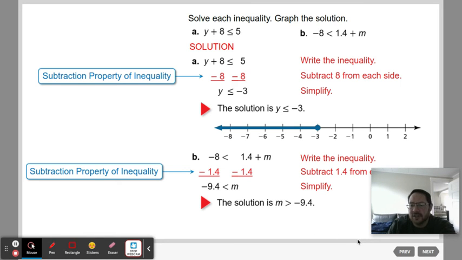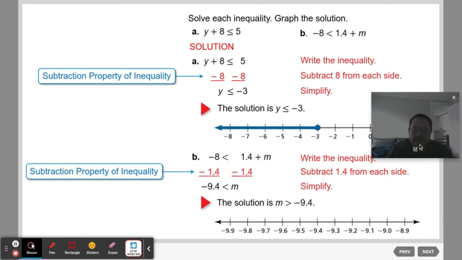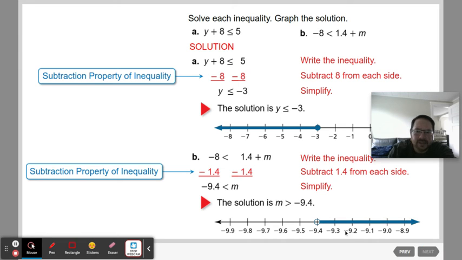So will we use an open or closed circle if you were to graph this? Yeah, open circle on that one, because m cannot equal negative 9.4, but it can be really close to it. So you want to use an open circle at negative 9.4. And will the arrow go left or right? Okay, it's going to go to the right because m is anything bigger than this number right here.